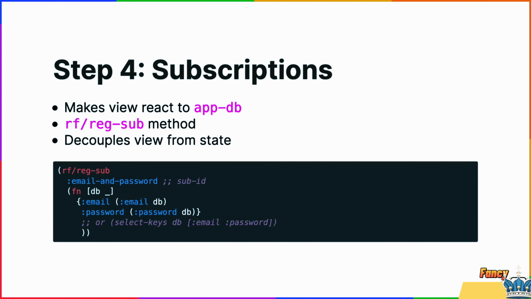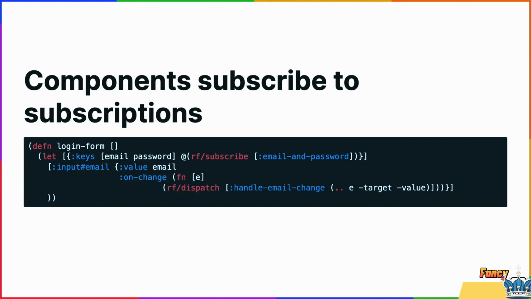The last piece of the puzzle is to subscribe to the database and render changes. The reframe.core/reg-sub method helps us define subscriptions. Subscriptions help decouple the view layer from the app.db. With subscriptions, we plug in the state that we care about and make our component re-render only when the relevant state changes. Now we can tie the subscription to the view via the reframe.core/subscribe method.